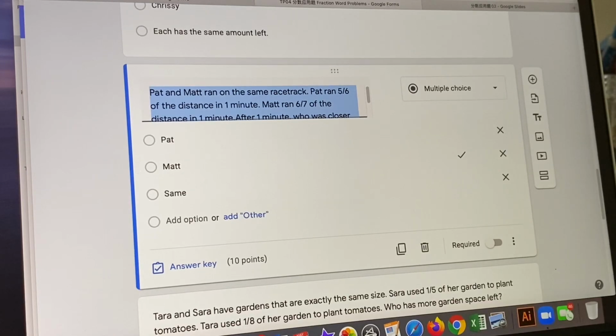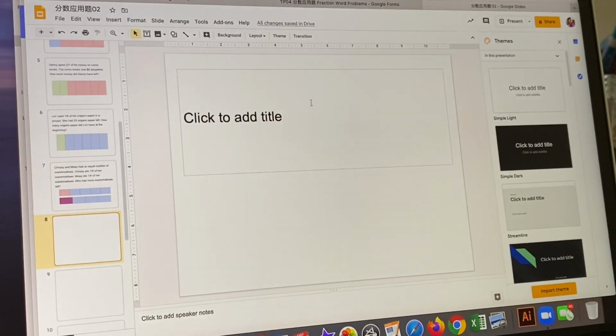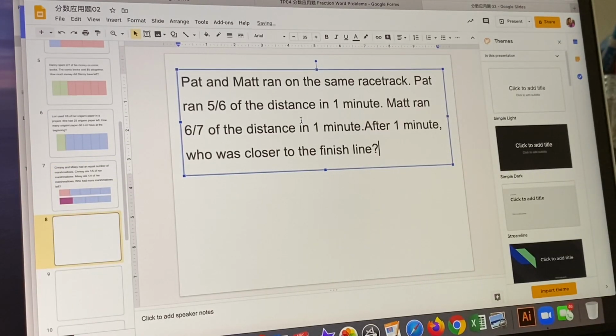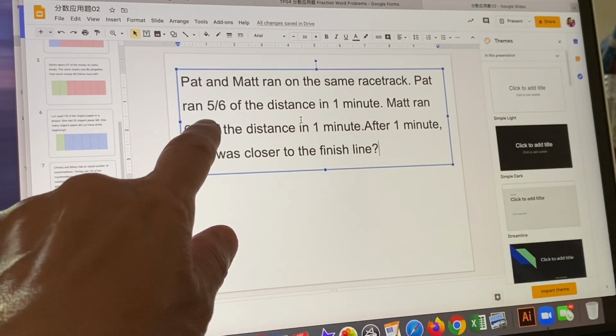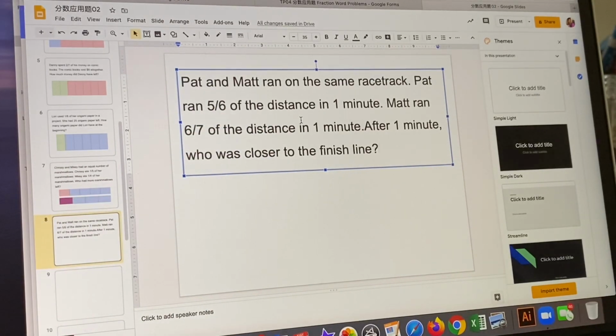Patty and Pat and Matt on the same racetrack. Pat ran 5/6 of the distance in 1 minute. Matt ran 6/7 of the distance in 1 minute. After 1 minute, who was closer to the finish line? So this is bigger, so this is closer. Matt. Okay.